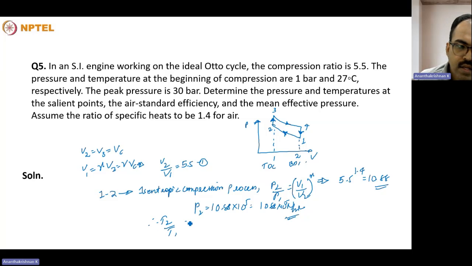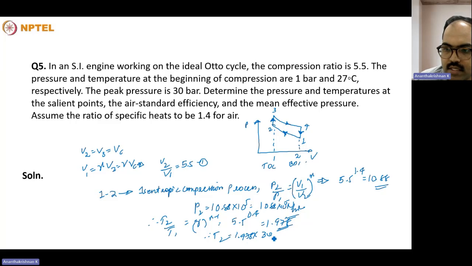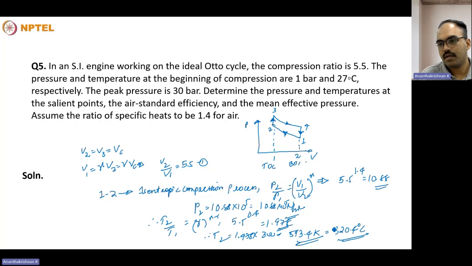Between process T2 and T1, TV raised to gamma minus 1 is a constant. So using that, R raised to gamma minus 1, that is 5.5 to the power 0.4, is equal to 1.978. Therefore, T2 equals 1.978 times 300, that is 593.4 Kelvin, the same as 320.4 degrees Celsius. So for point 2, we can calculate the temperature using the isentropic compression formulas.